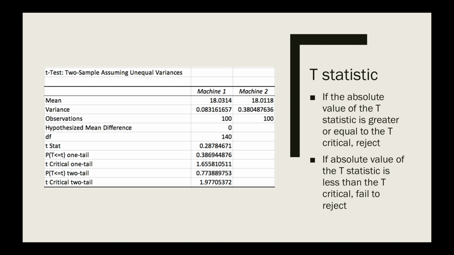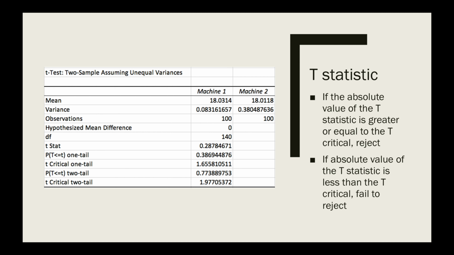So here we have an Excel output of a t-test. It's a two-sample t-test assuming unequal variances. And these two machines were packing coffee beans inside of a package to sell it, and the machines are to put 18 ounces of coffee beans in each package. So we're testing to see if the machines are putting the same amount in.